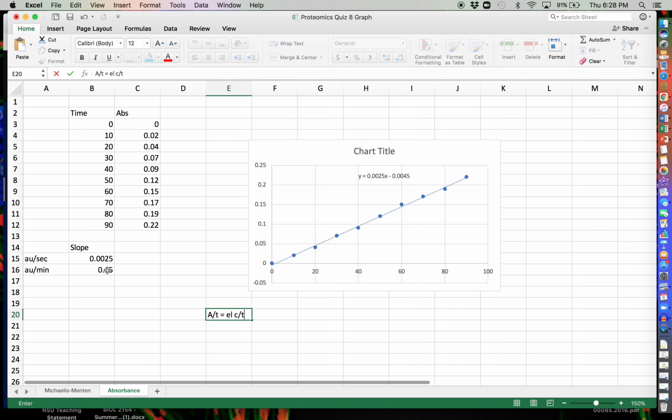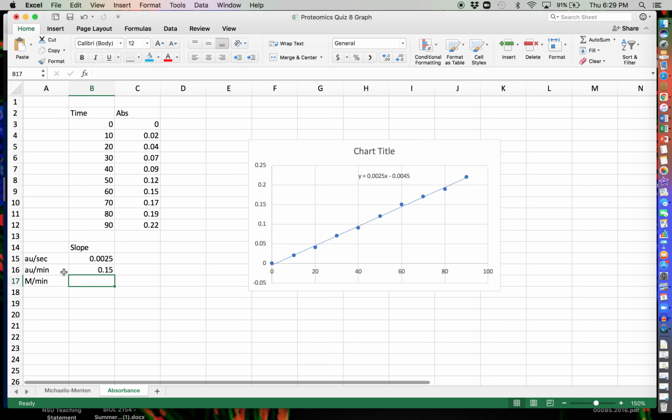So we have our A over T value here, which is 0.15 absorbance units per minute. We want to get micromolar substrate per minute, so we want the C over T part of this. The only real thing that we need in order to get molar per minute, and we'll take care of the micro part in just a second, is to divide by the extinction coefficient for the chromogenic product that is created during the enzyme assay, which is dopachrome, and that is 3,700 per molar per centimeter.